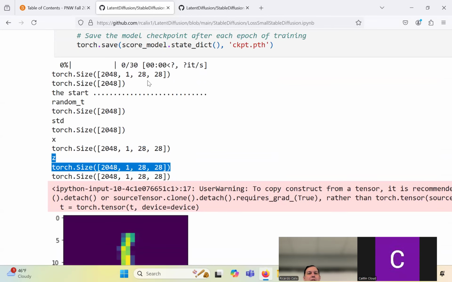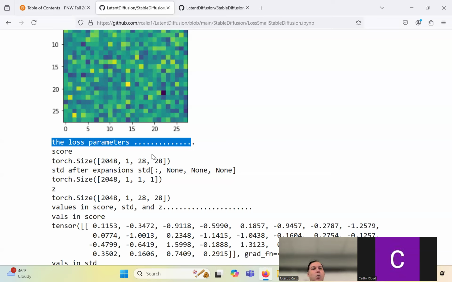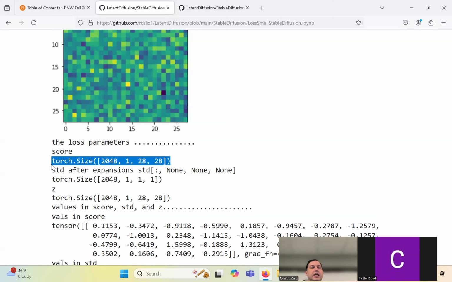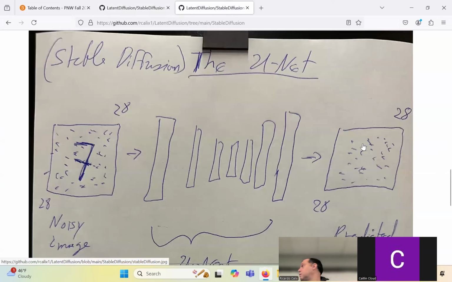Now we're going to look at the values, the loss parameters. I just want to finalize this by showing the shapes that are going in. If you notice, score is the thing that comes out of the neural network, the UNet. And what is it exactly? It is 248 by 1 by 28 by 28. That should be very clear. I've just simplified it, but it's predicting a grid of just the noise.